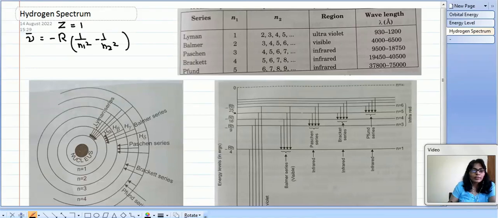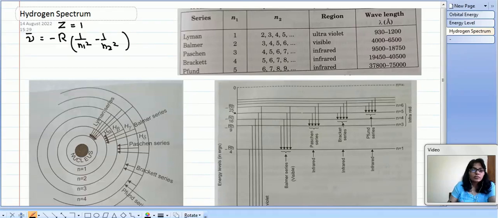All the spectral lines, spectral lines means the frequency corresponding to the transition. That frequency is termed as the spectral line. If we see the spectrum, then we have lines. Therefore, these are termed as spectral lines. So all these spectral lines are termed as Lyman series.